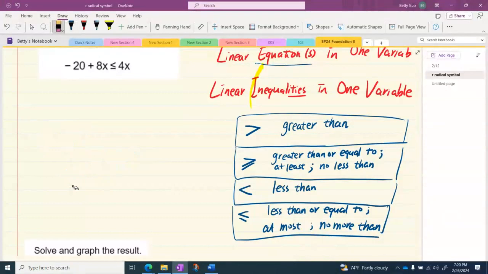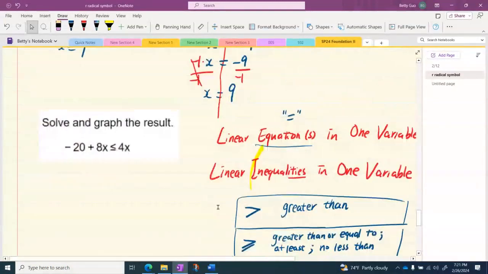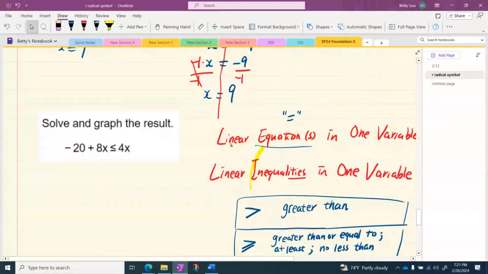All right. So if we have something with one of those symbols in it, then that is an inequality. We are going to learn how to solve a linear inequality in one variable this chapter. What's the connection between linear equation in one variable and linear inequality in one variable? As you can see, if you change this to equation, you have a linear equation in one variable. So all other characteristics are the same.